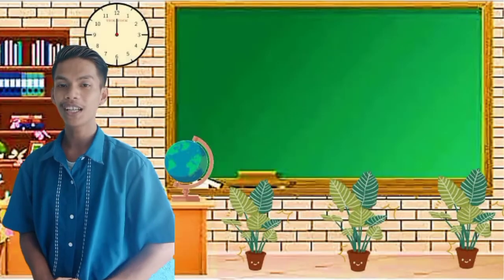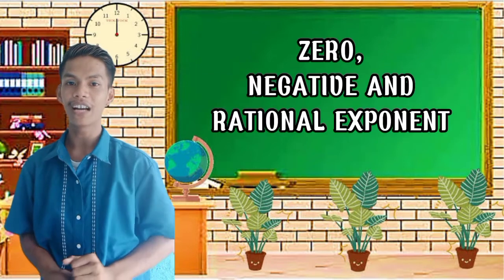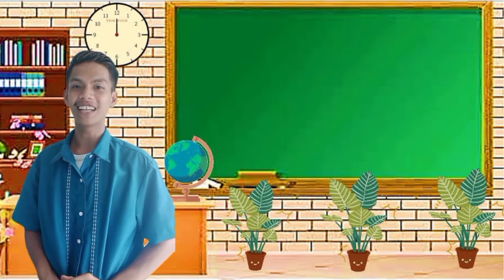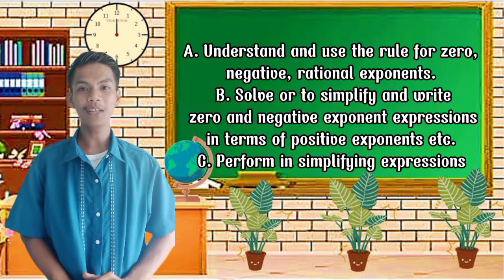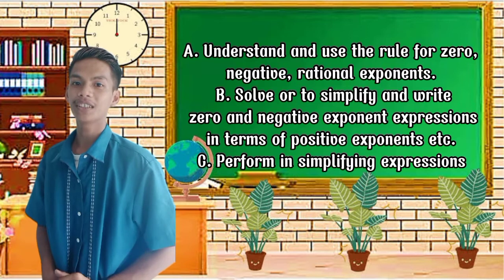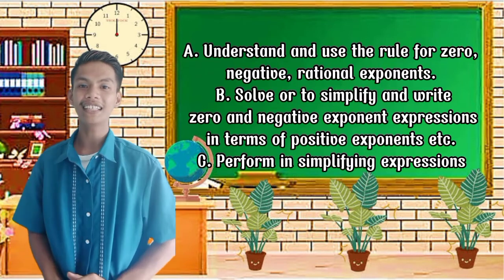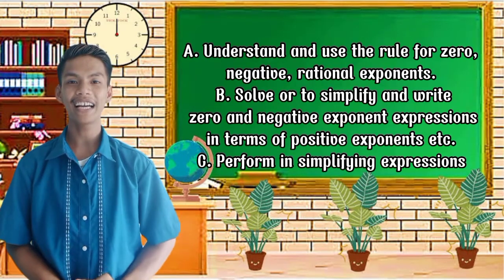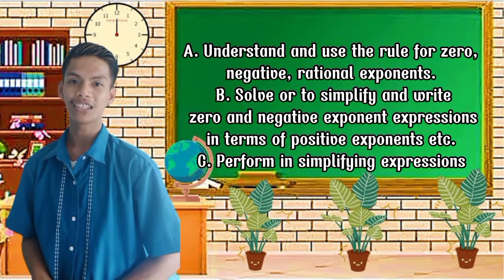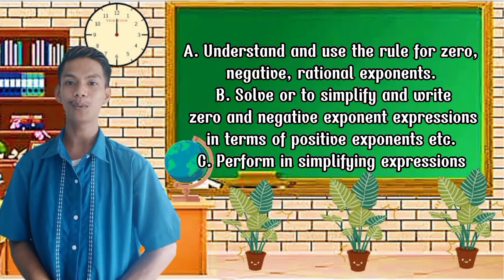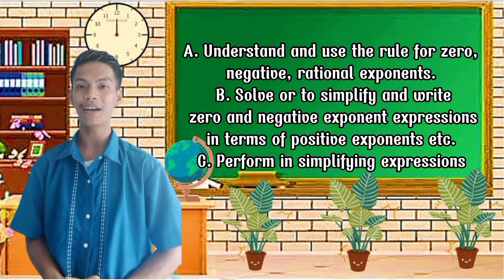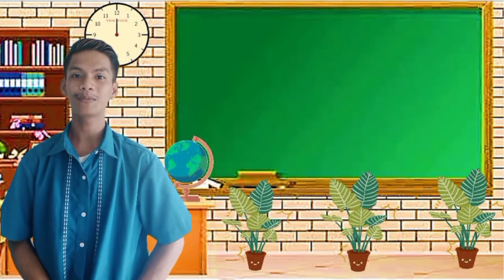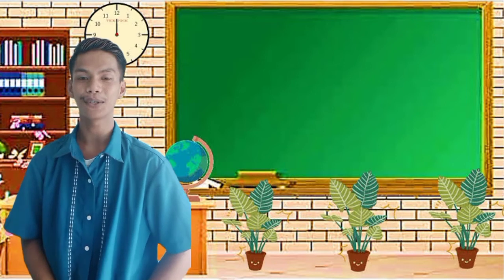So our lesson for today is all about zero, negative, and rational exponents. Here are the objectives, or the learning goals and targets. The learner should be able to understand and use the rules of zero, negative, and rational exponents; simplify and write zero and negative exponent expressions in terms of positive exponents; and letter C, perform in simplifying expressions. Our drill earlier is an example of expressions which apply our topic for today.